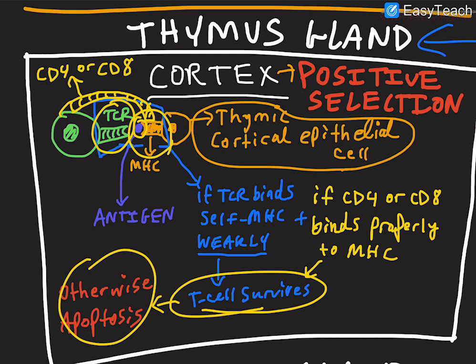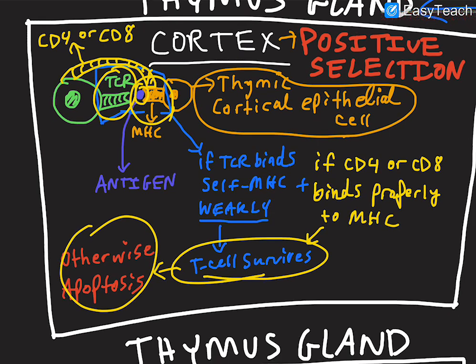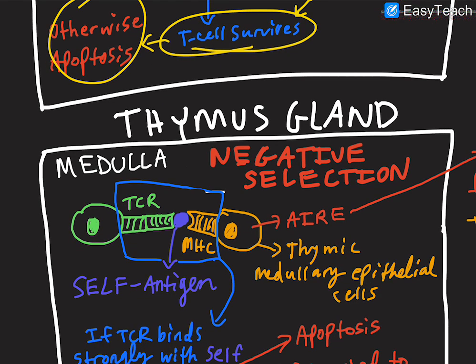Do our immature T cells recognize our own MHC complexes? If they do, good, they go on to negative selection. If they don't, they undergo apoptosis. Now let's see what happens in negative selection. So that was positive selection.